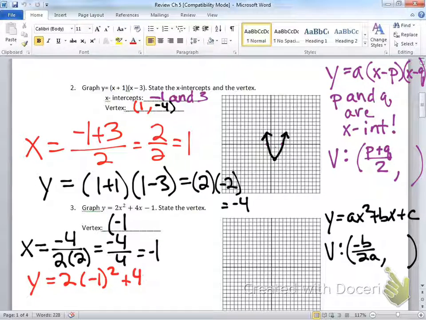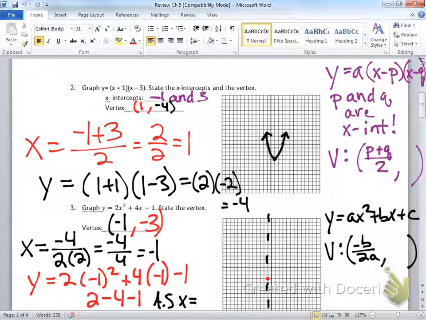Whoops. So that'll be 2 minus 4 minus 1. I'm getting negative 3. Negative 3, that's right. So -1, -3. All right, and this will be symmetric through that point. So if you want to note that as well, our axis of symmetry is x equals -1.